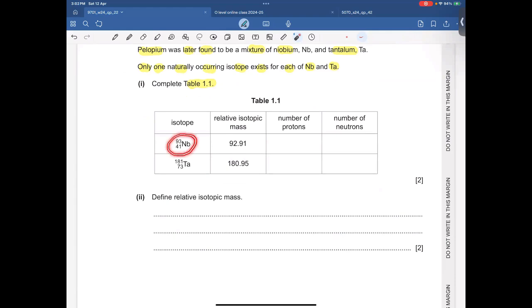The atomic number of niobium is 41, which means it has 41 electrons and 41 protons. So I'm going to write 41 here. Now I'll subtract 93 minus 41. Let me check. 93 minus 41. So I'll get the neutrons, which is 52. All right. So the atomic number of tantalum is 73, which means it has 73 protons. When we subtract 73 from 181, I'll get the number of neutrons. That's 108.